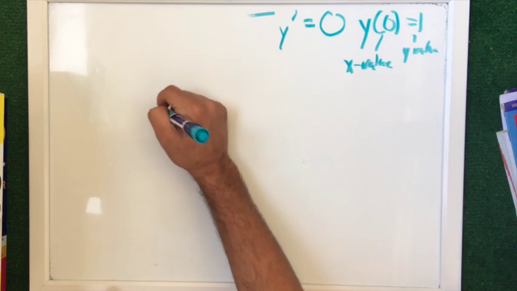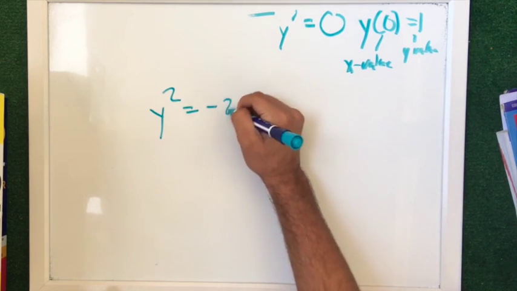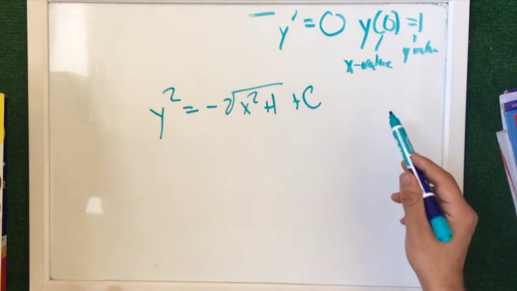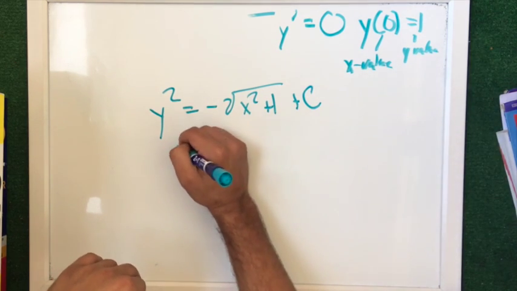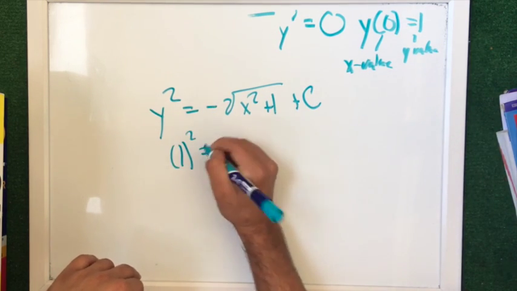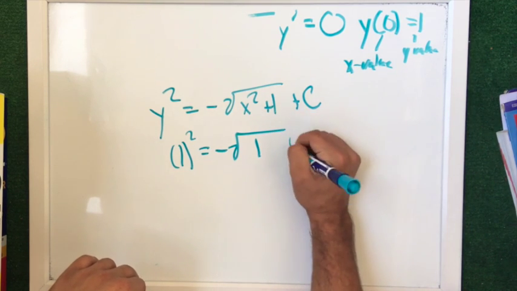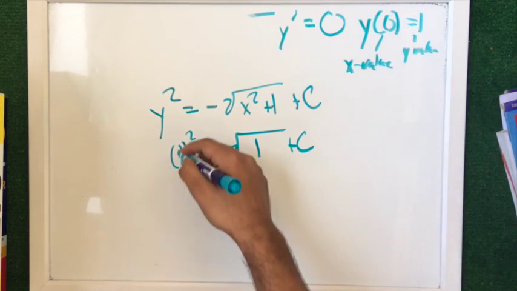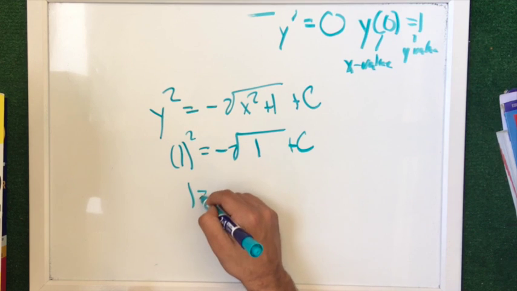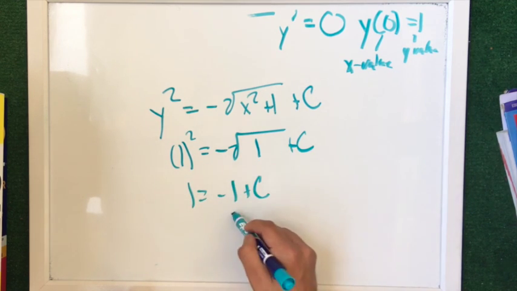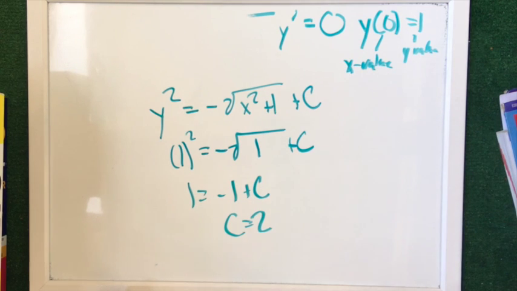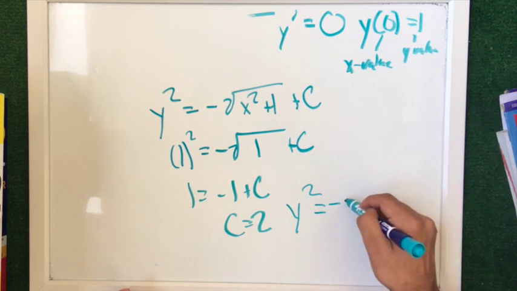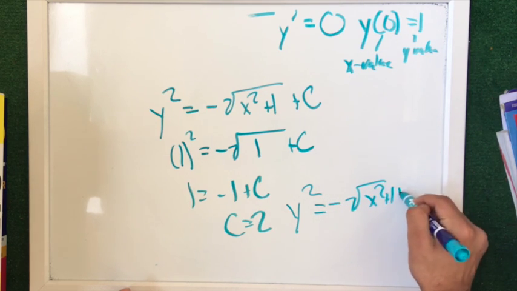So, we had y squared equals negative square root x squared plus 1 plus c. Now, our x value was 0 and our y value is 1. So we have 1 to the power of 2 equals negative square root 1 plus c. Now, the square root of 1 is 1, and that becomes negative. And 1 to the power of 2 is 1. So we get negative 1 plus c, and c equals 2. Now, we want to plug it back into our original equation, which is this. So, our final answer will be y squared equals negative square root x squared plus 1 plus 2.